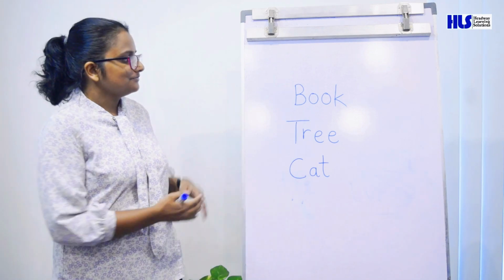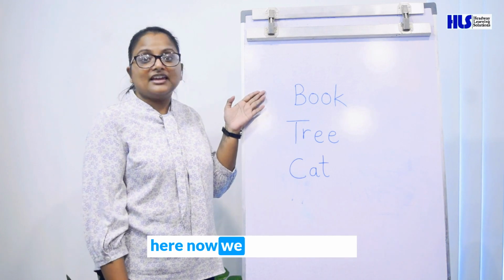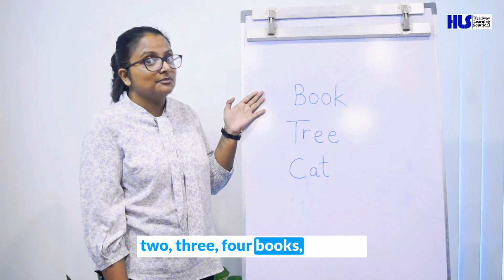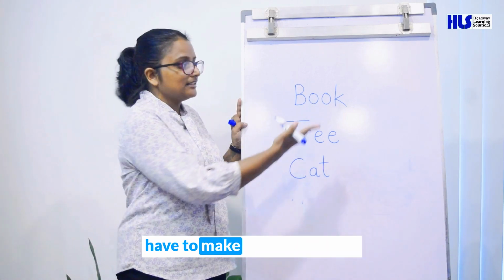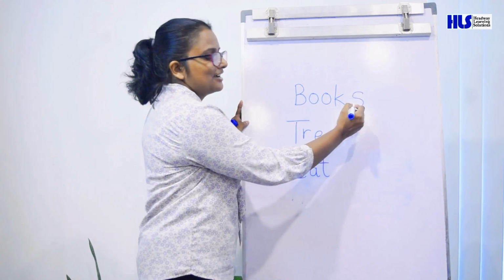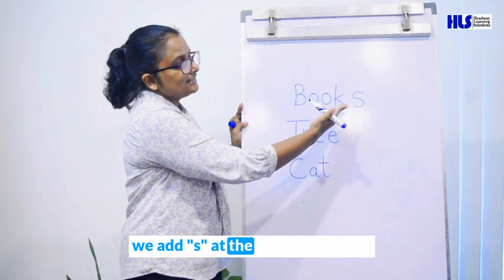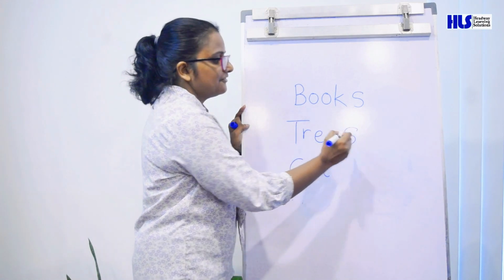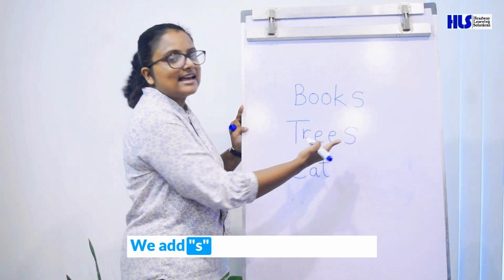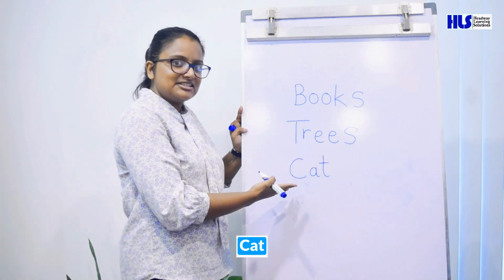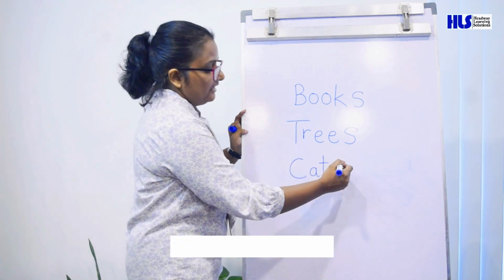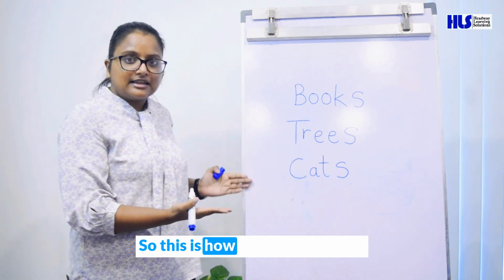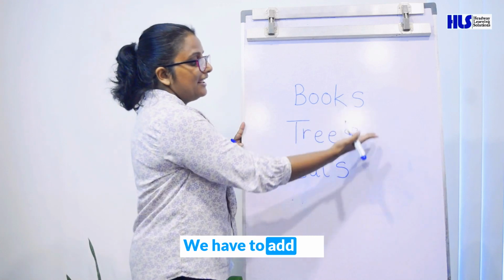Let me show you. Book. Here now we have one book. So if there are more books, 2, 3, 4 books, then we have to make this noun plural. Books. We add s at the end of the noun. Tree. There's only one tree. If there are more trees, we add s at the end of the noun. Cat. If there's only one cat. If there are more cats, we add s at the end of the noun. So this is how we create plurals. We have to add s.